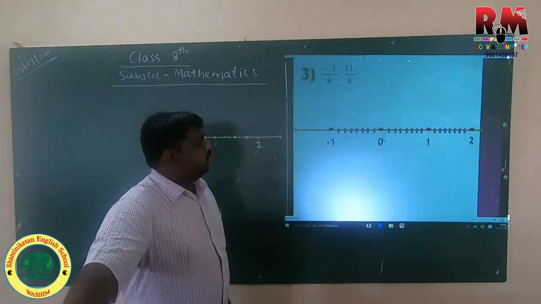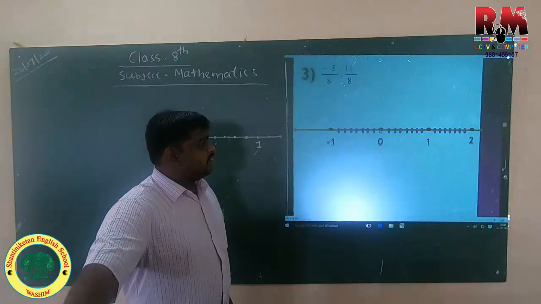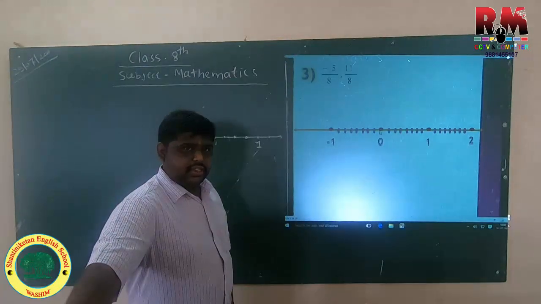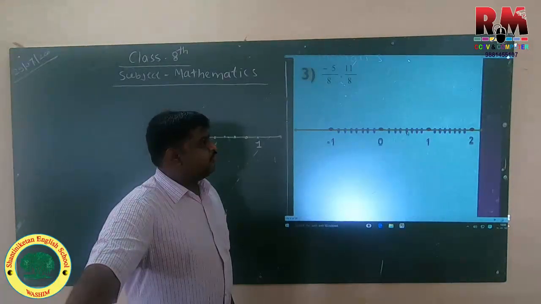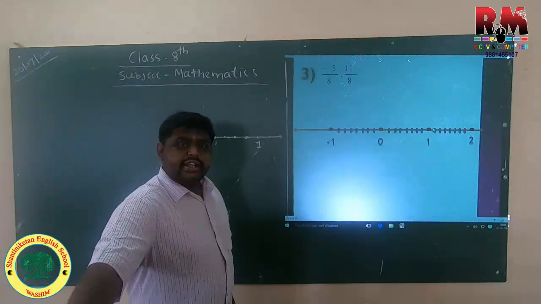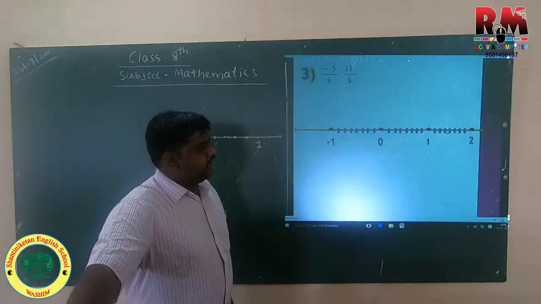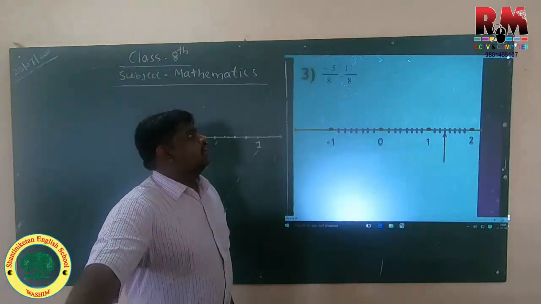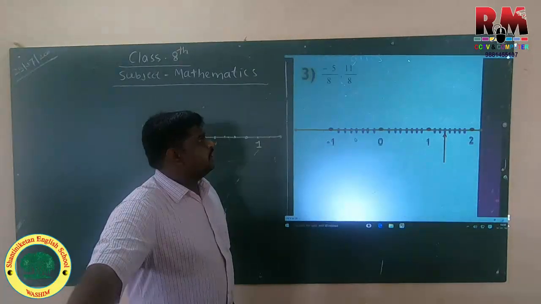Now where is 11 by 8? 11 by 8 means the 11th dot on the right side of the 0. 0 can be written as 0 by 8. This is 1 by 8, 2 by 8, 3 by 8, 4 by 8, 5 by 8, 6 by 8, 7 by 8 and 8 by 8 means 1. Then 9 by 8, 10 by 8 and 11 by 8, the 11th dot on the right side of the 0, is 11 by 8.